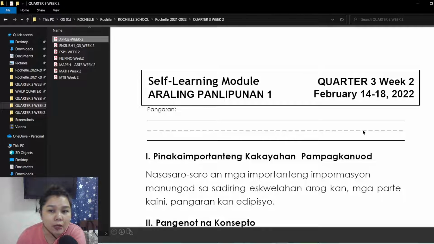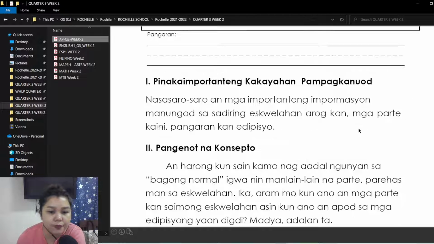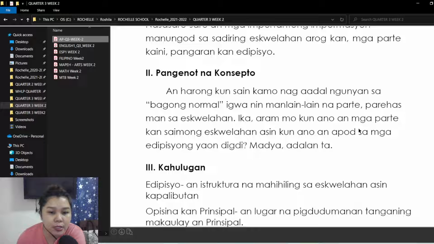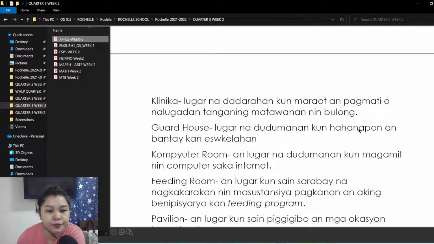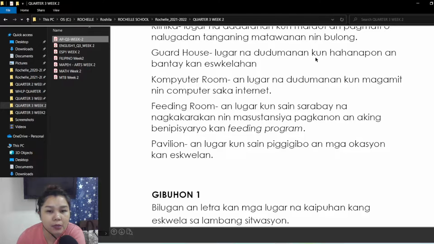So, I will take a picture and then I will include them in the lesson video. So, yan, panginat na konsepto, kahulugan. We have here 4 words. Tapos, continued on the next page, iba-ibang mga lugar.